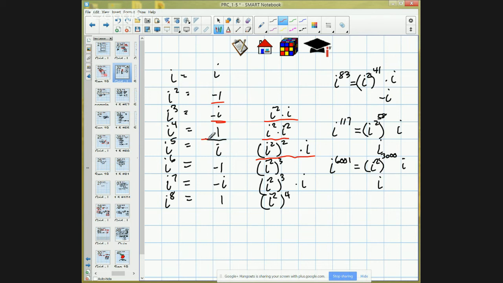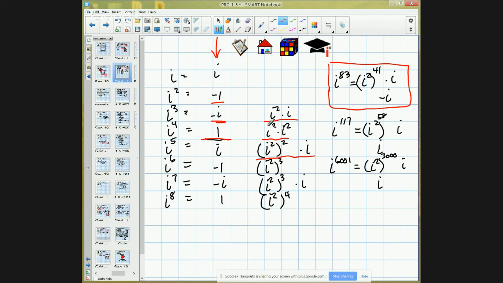Now, I put a little line here because, do you notice something? I did all the way down to i to the 8th. Look at that. Look at this list of answers in this column. Look, we got i, -1, -i, 1. i, -1, -i, 1. You see how that cycle repeats? Yeah, and it will keep repeating. So, look over here on the right. What if I asked you to take i to the 83rd power?